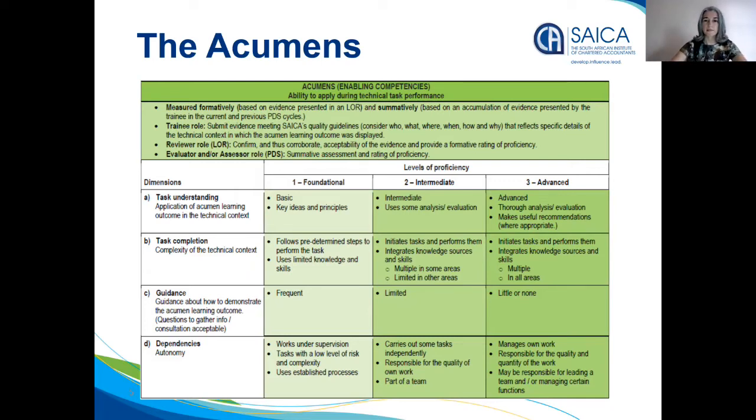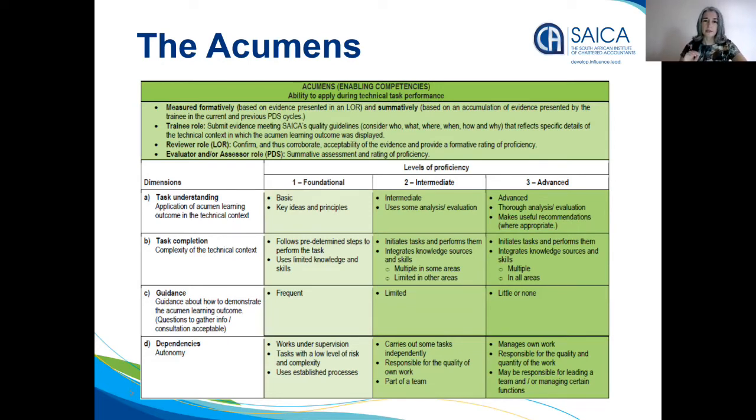Now, when you look at this matrix, you're probably wondering, how on earth does a trainee get to an advanced level of proficiency? So similarly to the professional values and attitudes, where we've made some allowances for the fact that a training program presents a limited set of opportunities to a trainee to demonstrate certain abilities or behaviors.